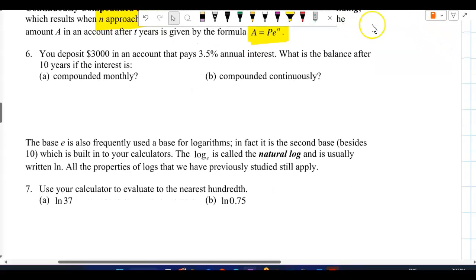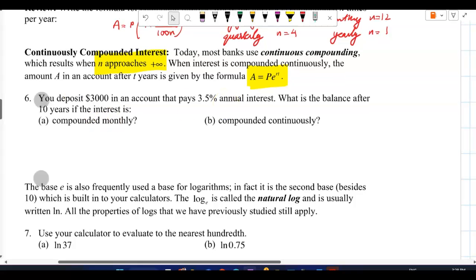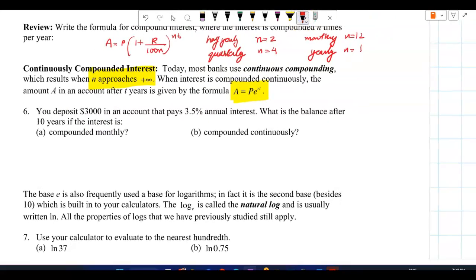You deposit $3,000 in an account which pays 3.5% annual interest. What is the balance after 10 years if it's compounded monthly? Okay, so you use the original formula. A is equal to P. What is P? 3,000. 1 plus R is 3.5 upon 100.